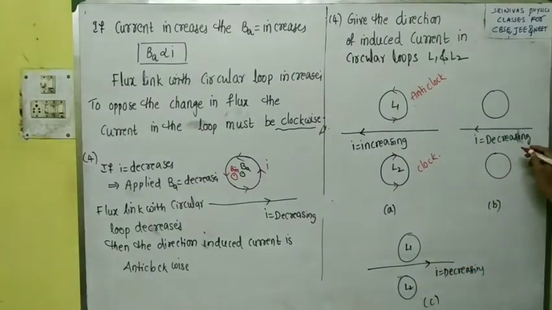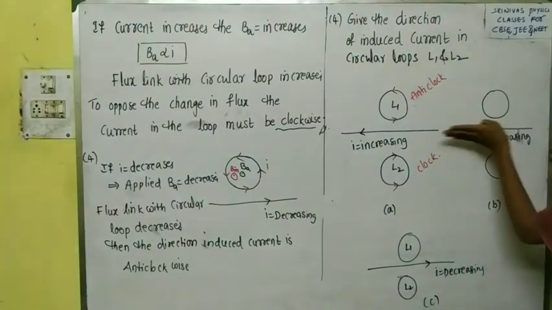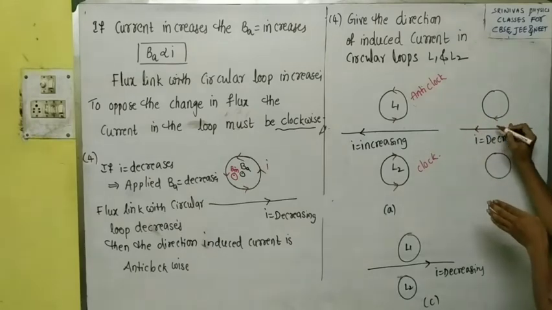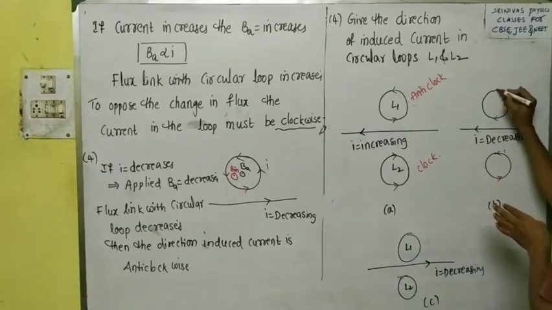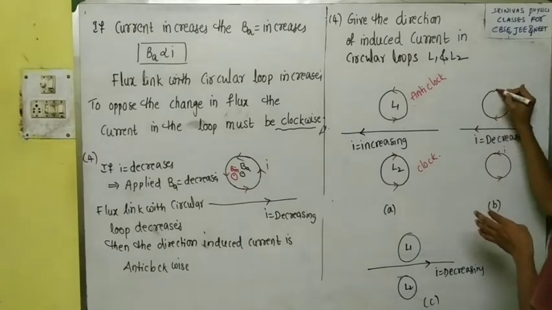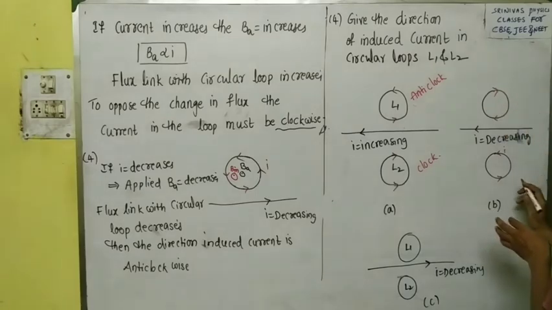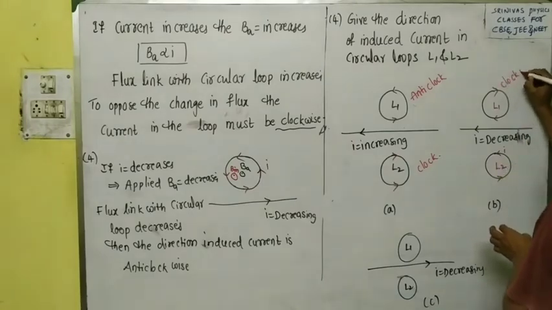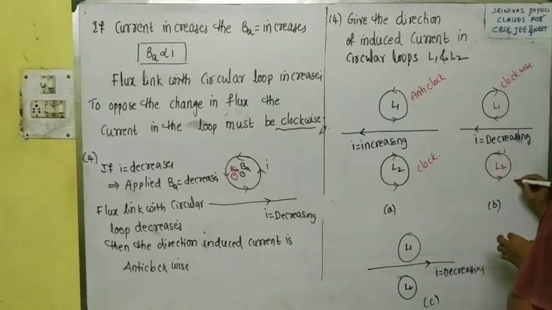Then what about here? Current is decreasing here. Decreasing should be opposite of increasing; when it is decreasing, it should support. The same direction current will be induced. Like this. This is going like this, right? This is the induced current. Then what happened? In this one, clockwise. Right? In this, anti-clockwise.